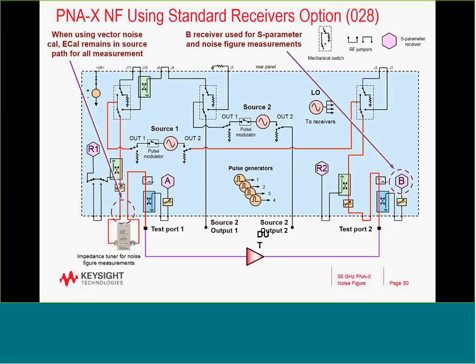All right. So using standard receivers, you can see that D receiver there. We don't have an integrated noise receiver in this case, but we still do the vector and scalar techniques in both of these cases.